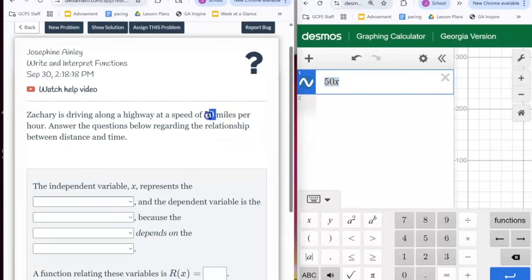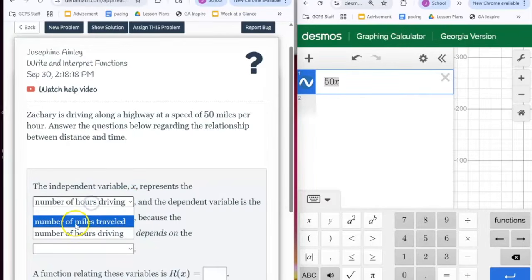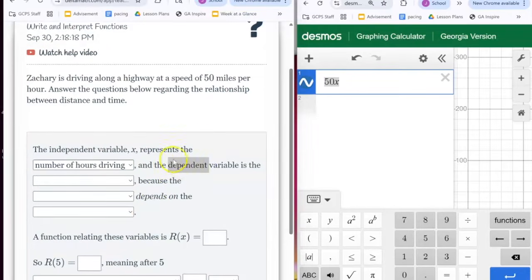All right, so again, 50 miles per hour. And what's the other thing? So that's, you're driving along the highway, that's your speed. Answer question between distance and time. All right, so x is always what? Time. And so distance must be y. So x is going to be time. So it represents the time, the number of hours driving, because it's definitely not going to be miles because x is always time. And the dependent one, and that means, again, what does this depend on?